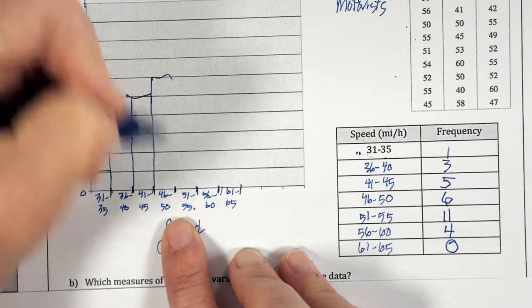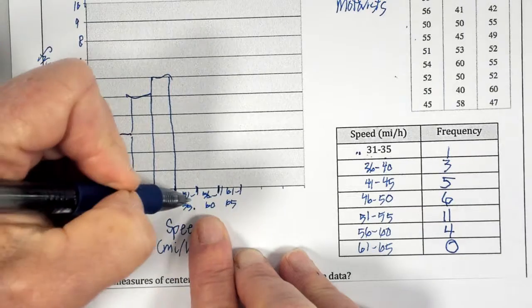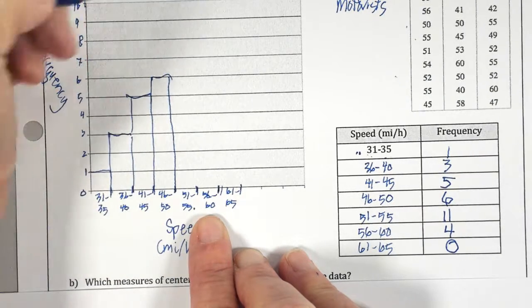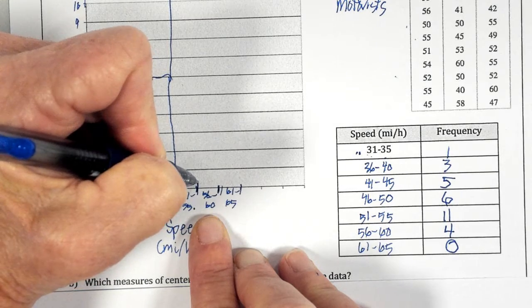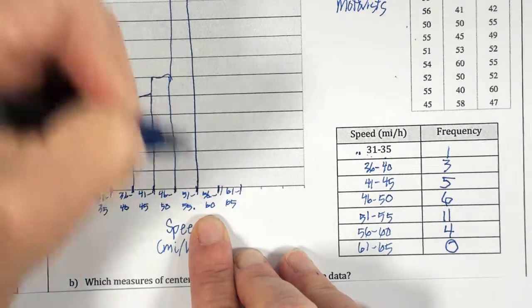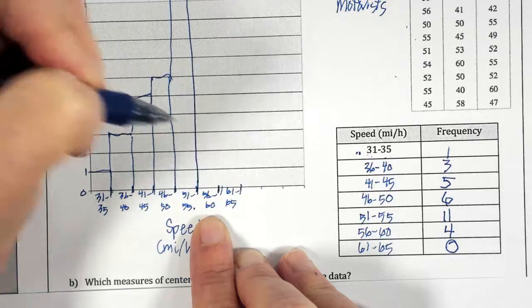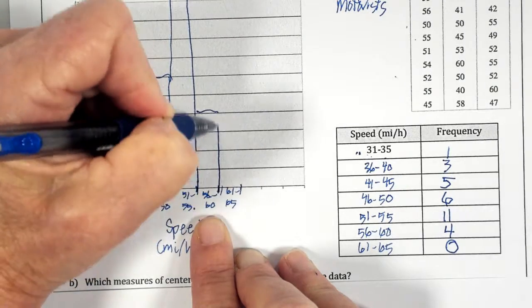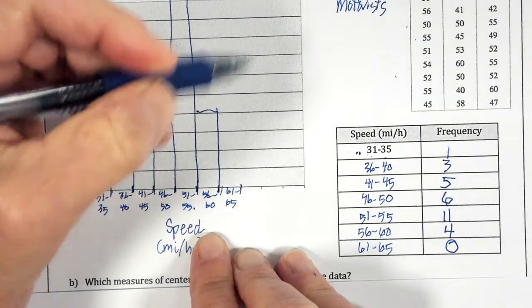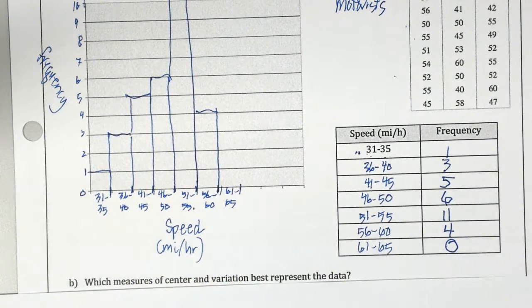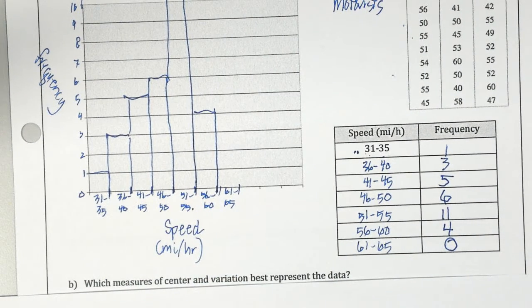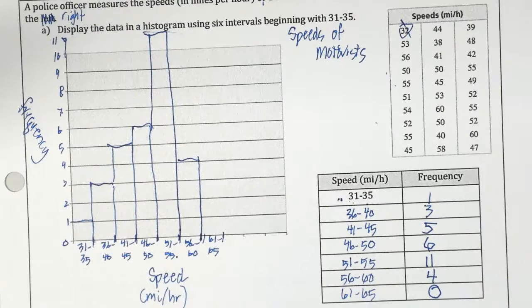That's 6. 51 to 55 is all the way up to 11. 56 to 60 is 4. And 61 to 65 is 0. Notice I have 0 right there. I'm not going to put any bar on this histogram. So now I need to look and see what's going on.